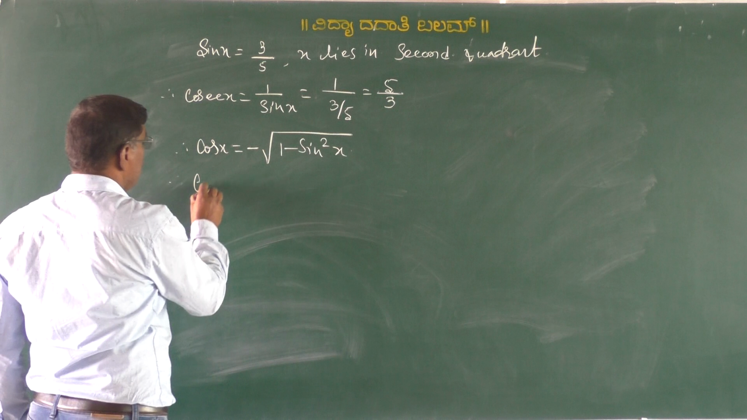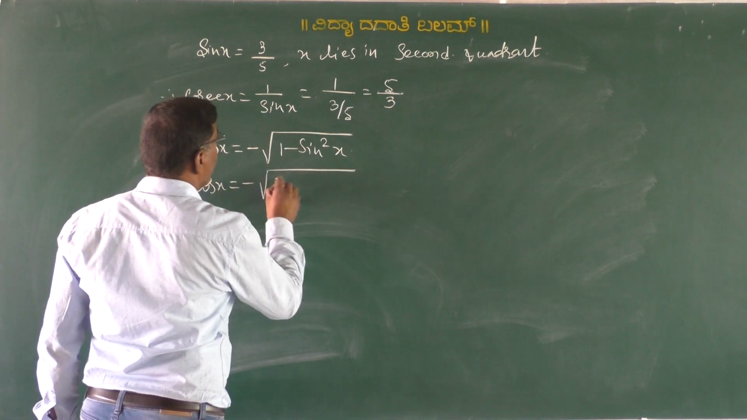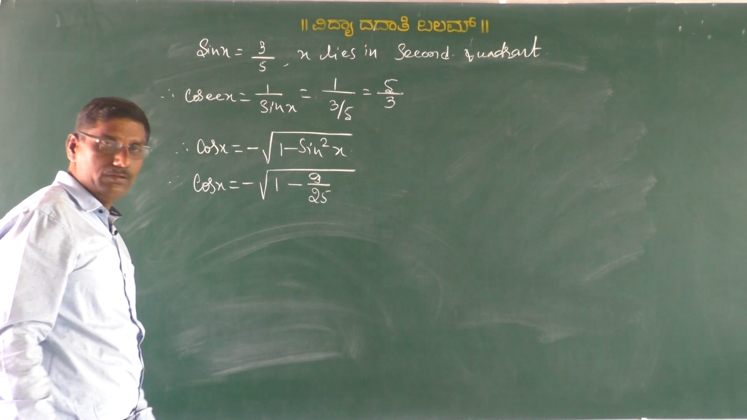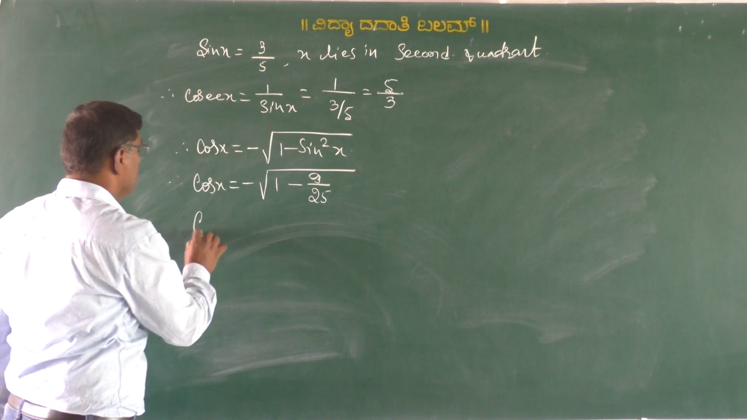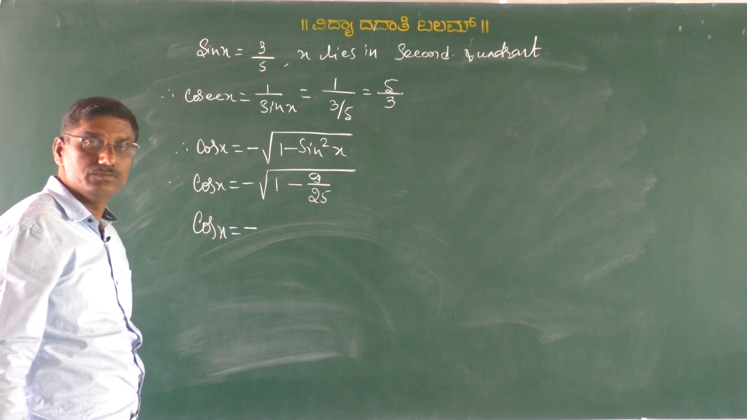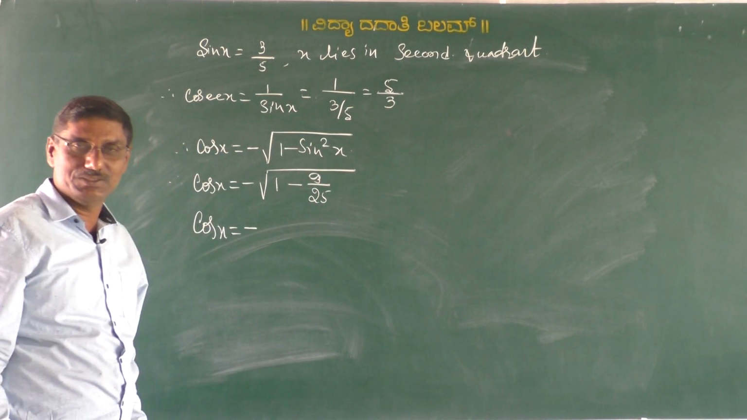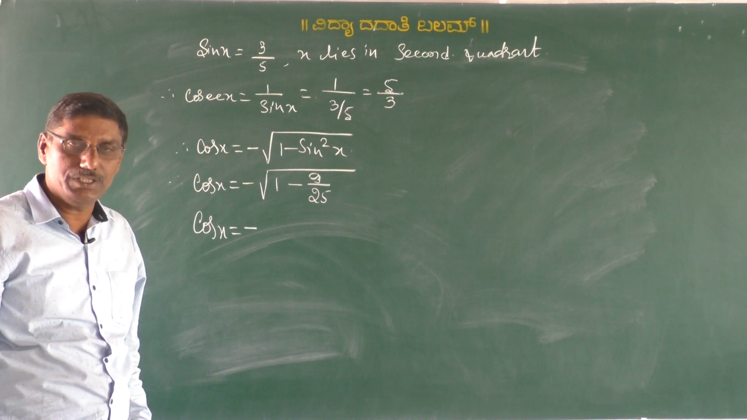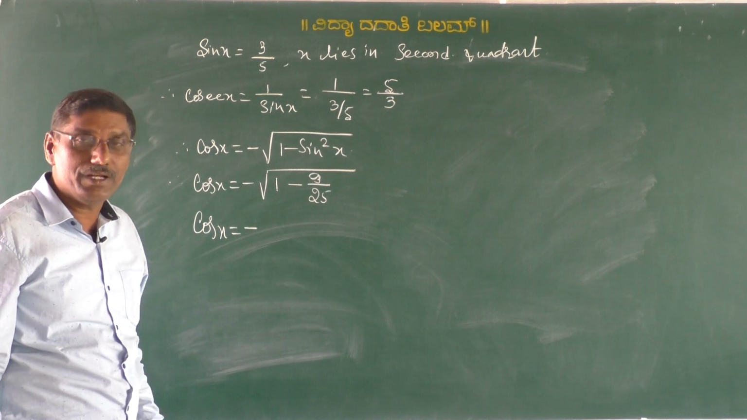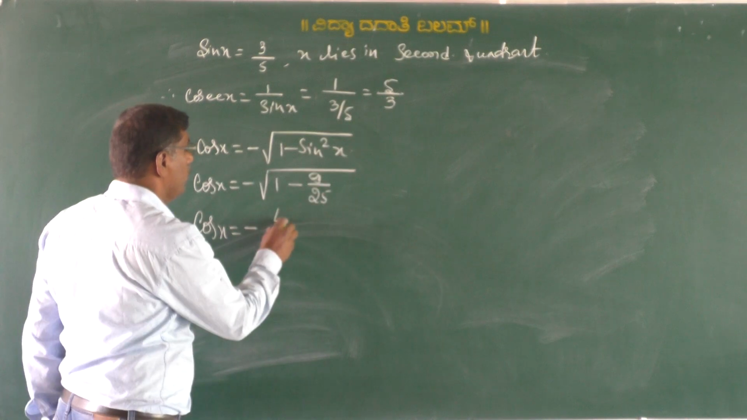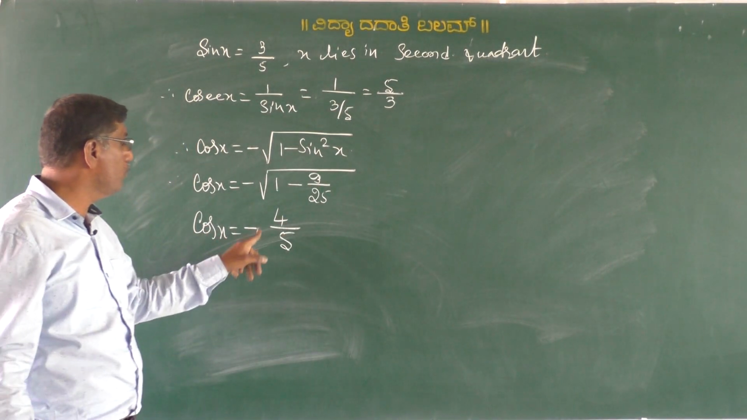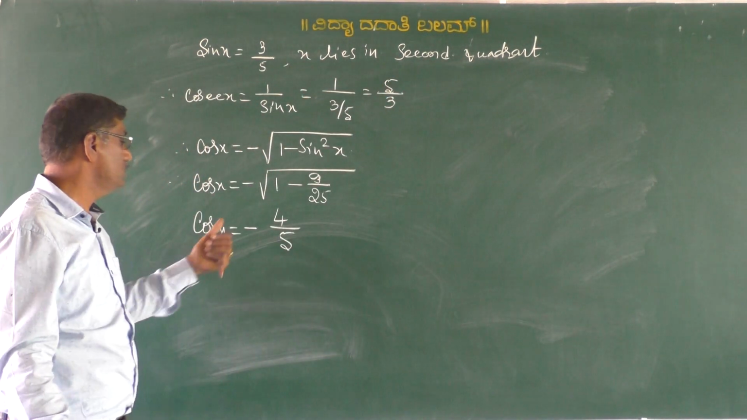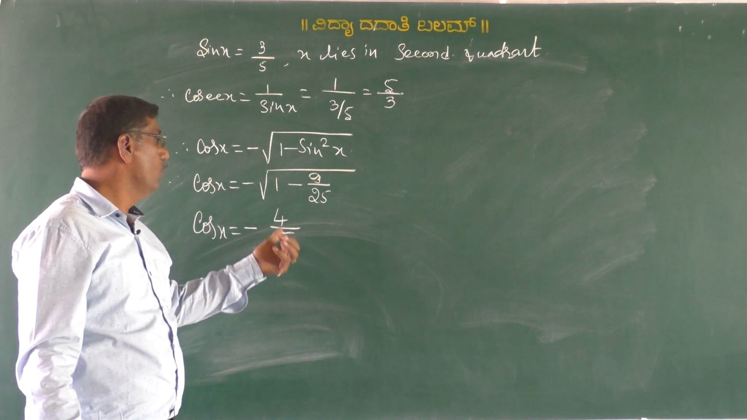Yes, now therefore cos x is equal to, my dear students, minus square root of 1 minus 3 square, means 9, divided by 5 square, means 25. Am I correct? Now cos x is equal to minus square root of 25 minus 9 over 25. 25 minus 9, how much? 16, isn't it? 16 divided by 25 with root can be written as 4 divided by 5. That is cos x is equal to minus 4 by 5. Yes, this is the correct answer. How, sir? Since x lies in second quadrant, cos is negative, no doubt.